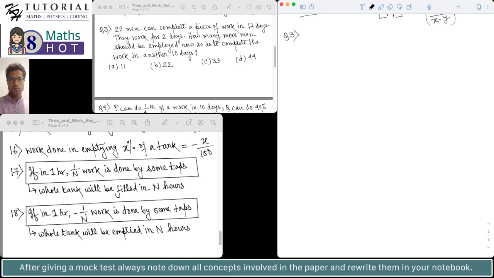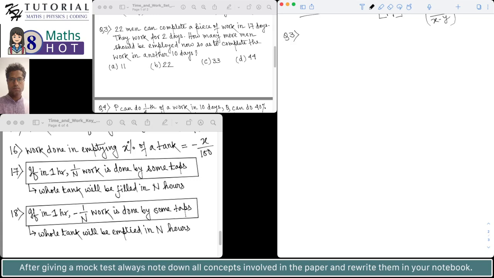22 men can complete a piece of work in 17 days. They work for 2 days. How many more men should be employed now so as to complete the work in another 10 days?